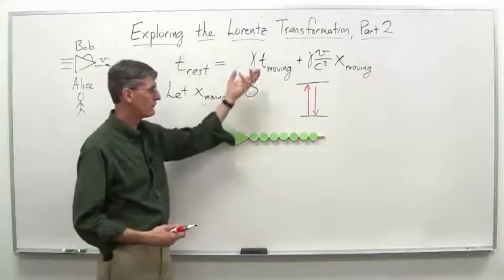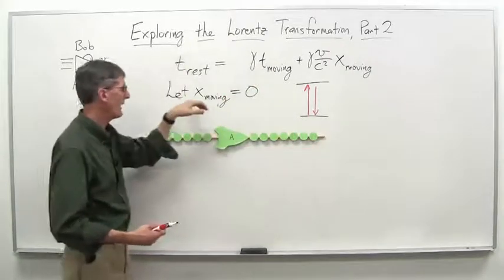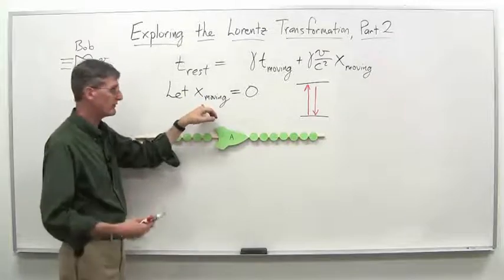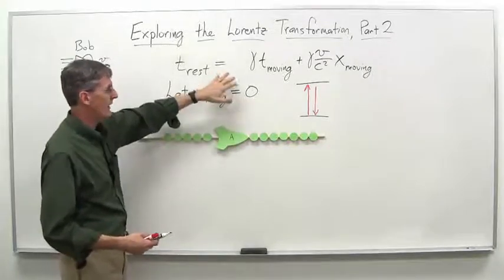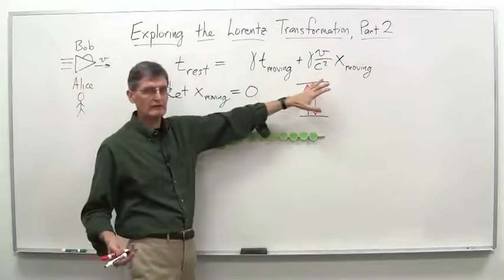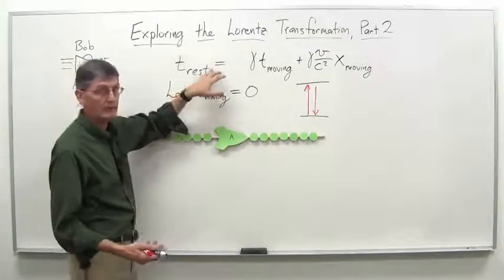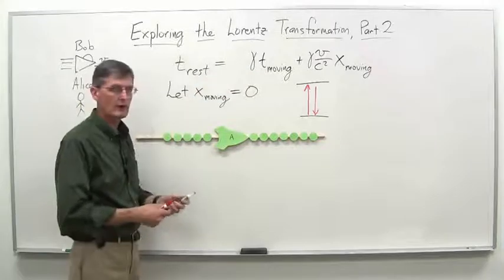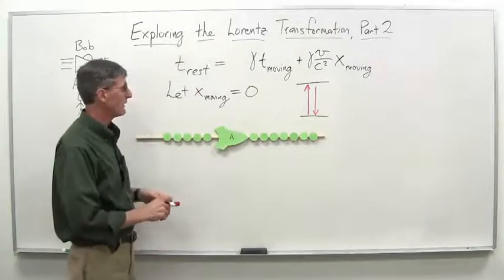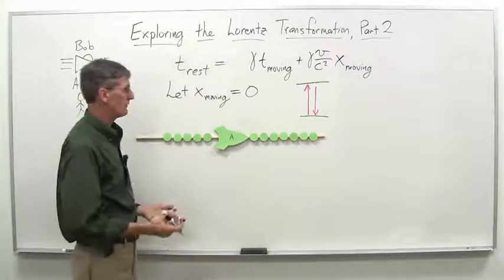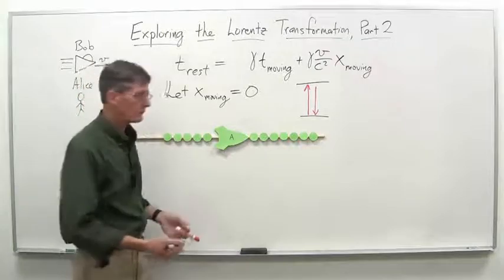And so essentially, for that light clock example, we had the x value for Bob in the moving frame equal to 0, and we see it falls right out of the Lorentz transformation equation as it should. We just get time measured in the rest frame is gamma times the time measured in the moving frame. Gamma is greater than or equal to 1, of course.